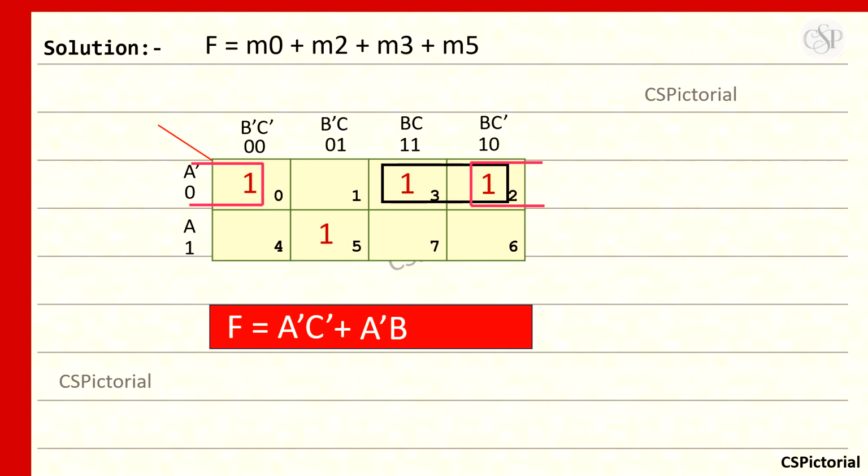Finally, as this one could not be grouped anywhere, we keep it as a group of one cell, thereby getting the term A, B bar, C. Summing up all final terms gives us the simplified expression A bar C bar plus A bar B plus A B bar C.